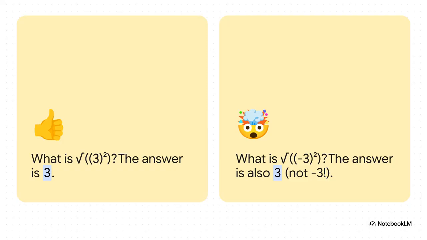Let's try it with actual numbers. The square root of 3 squared is the square root of 9, which is 3. Okay, no surprise there. But now look at the right. The square root of -3 squared, well, (-3) squared is positive 9. And the square root of 9 is 3, not -3. Why? Because the square root symbol, by definition, always gives you the principal or non-negative root.